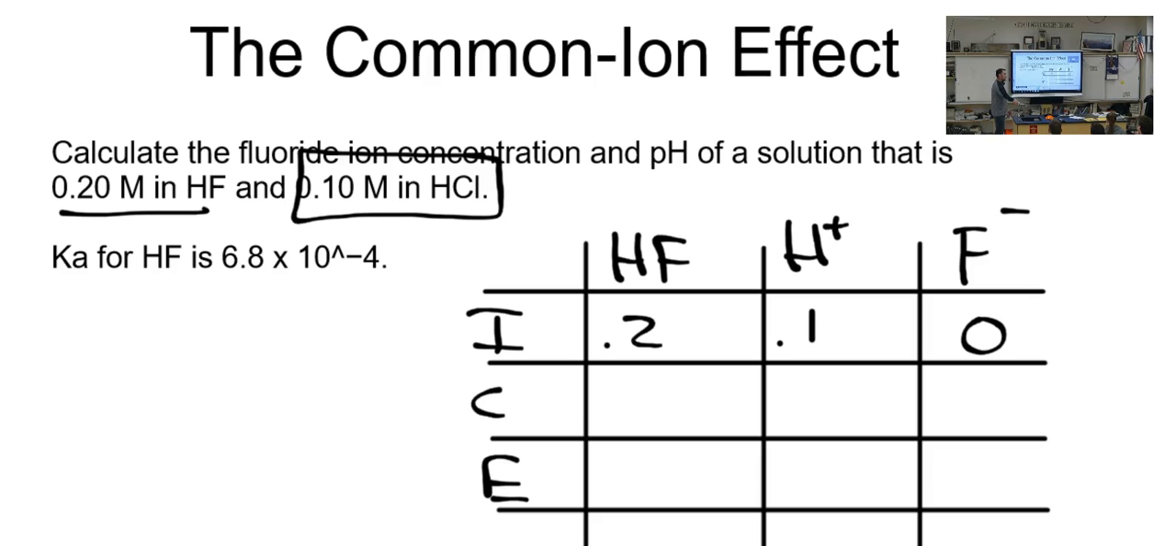Wait, what do we get the one for H plus? Right there. HCl completely dissociates into two parts, H plus and Cl, and both parts concentrations are equal to the initial concentration. All right, now our HF is going to go down X, our H is going to go up X, and our F is going to go up X.